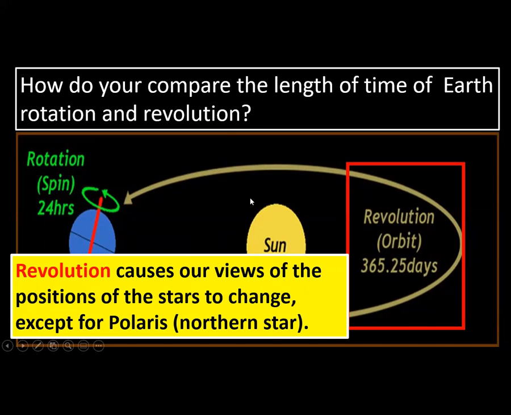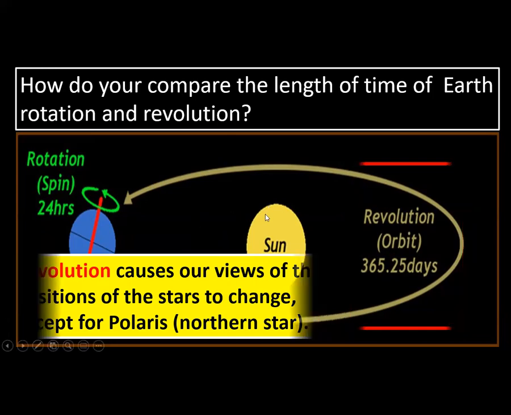So the seasons change because of Earth's tilt. We have days and nights because of rotation. And our views of the stars in the sky during the night change because of Earth's revolution around the barycenter of the solar system.